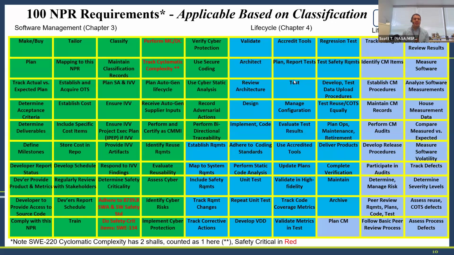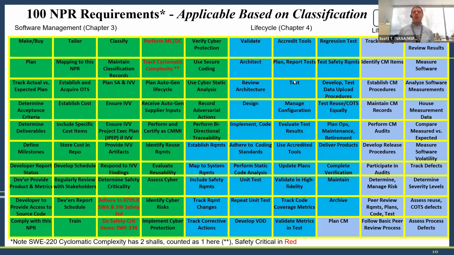This is probably really what you want to start to look at here. Essentially, we have 100 requirements in the NPR, and they are applicable based on our classification. We have software management. How is the software managed? That goes through everything. This is going to be how the Linux Foundation itself starts to manage the software. We have the life cycle.